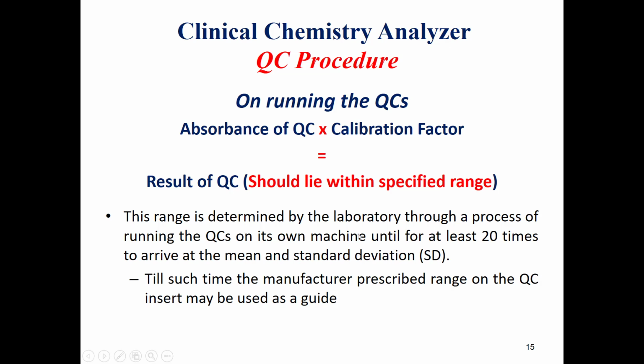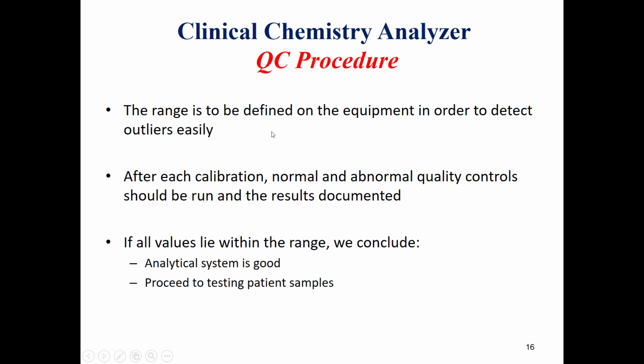So the range is determined by the laboratory through a process of running the QCs on its own machine at least 20 times to arrive at the mean and standard deviation, until such time the manufacturer-prescribed range on the QC insert may be used as a guide. So the range is to be defined on the equipment in order to detect the outliers easily.